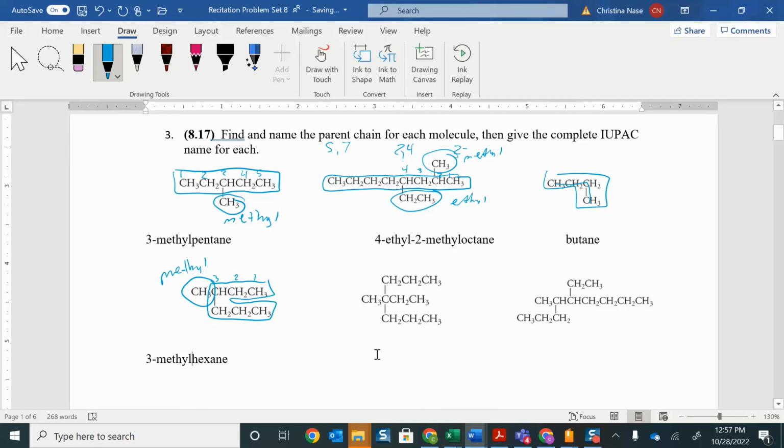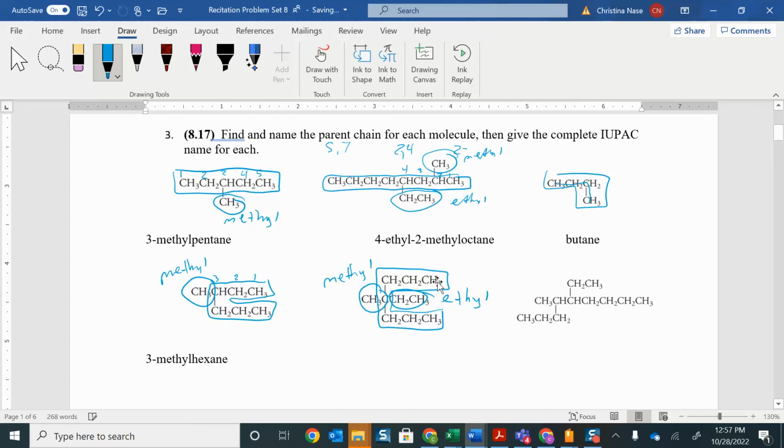3-methylhexane. Over here, I'm going to find the longest continuous chain. 1, 2, 3, 4, 5, 6, 7. Yep, so 7 looks like it's going to be the longest one. Put a box around that, and then I'm going to circle my alkyl groups. This guy, just CH3, is a methyl, and this one is an ethyl. And I've got 1, 2, 3, 4, or 1, 2, 3, 4. So either way I go, I'm going to get 4. This is going to be 4-ethyl and 4-methyl.